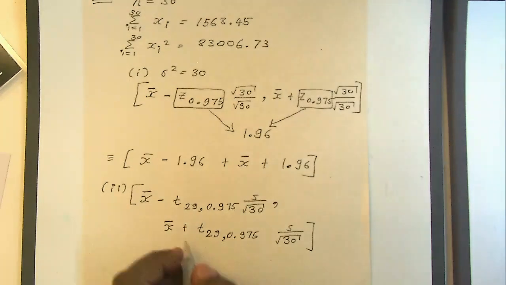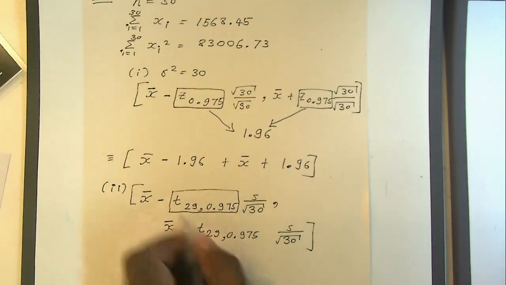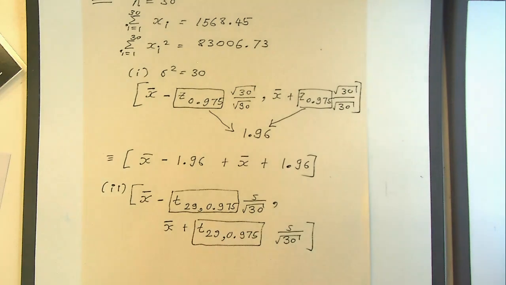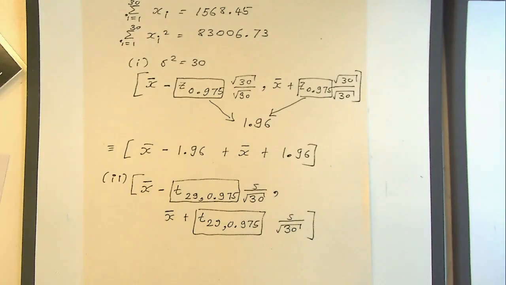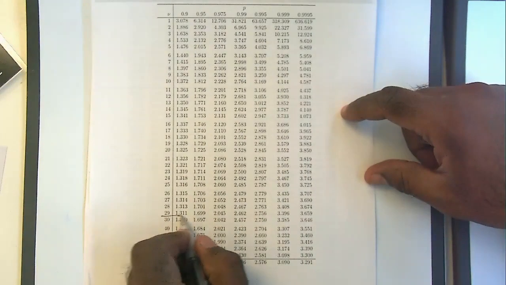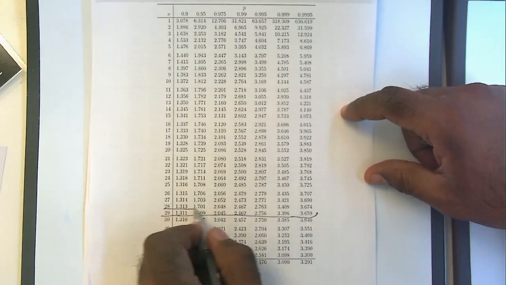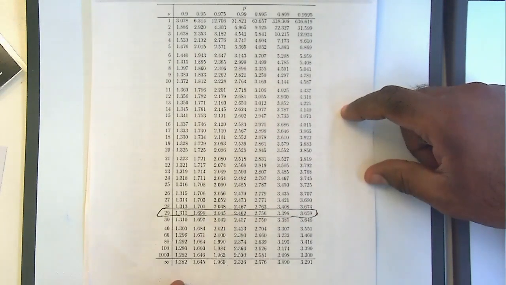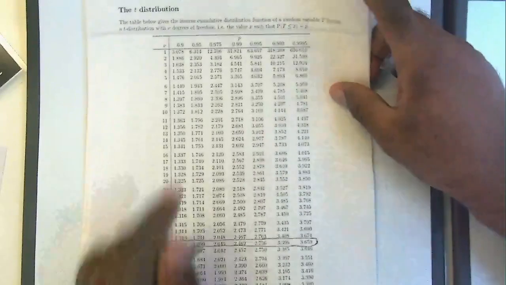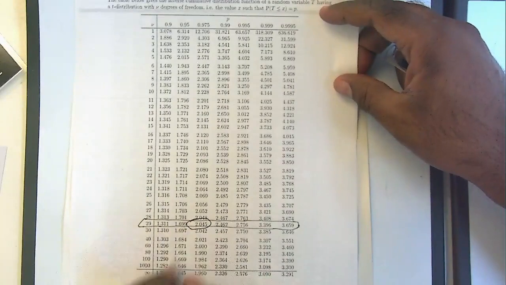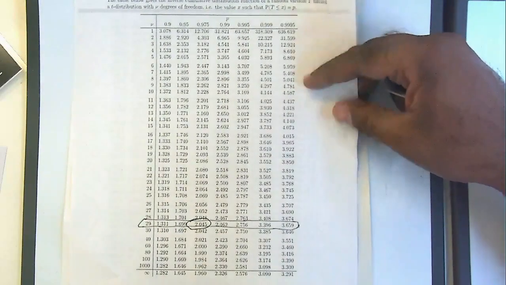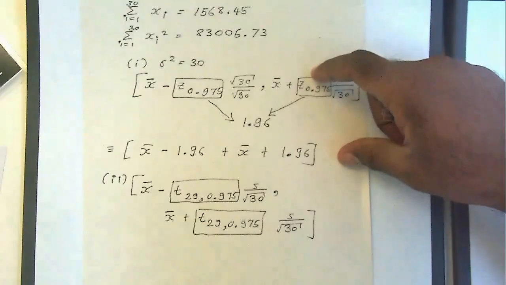Alright, now to read these two guys, you need to use the t table. So go to the t table. You know where to find the t table. And it's t 29, 0.975. So 29 is over here. This is your 29. Yeah, and your 0.975 is this column here. This is your 0.975. So the number that you're looking for is this one, 2.045. Yes?